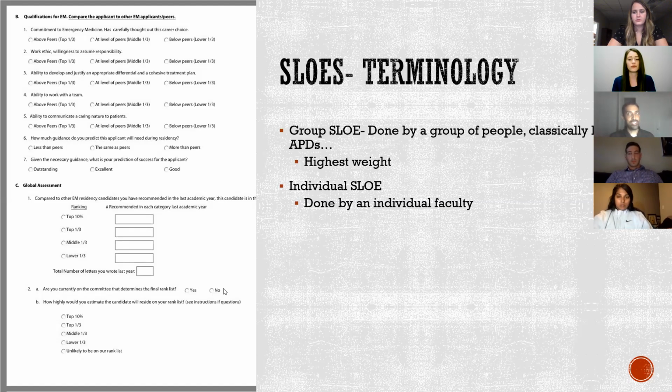Any questions so far? As I talk about sad things. I had a question. You said that after SLOEs, it was probably the EM grade that was the most important. Could you talk about the difference between the two?